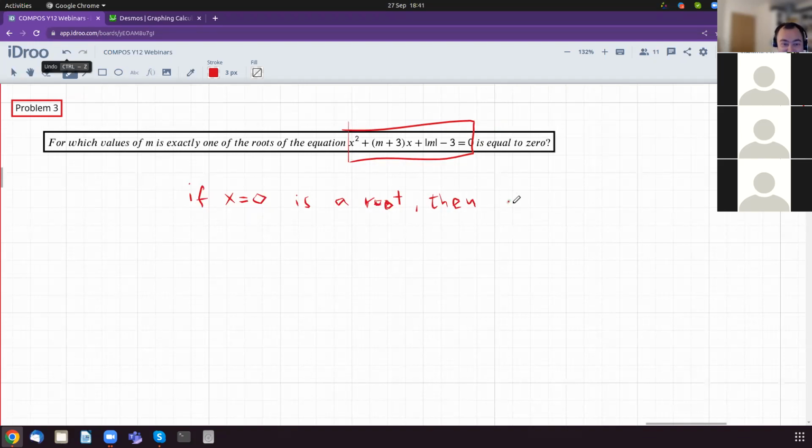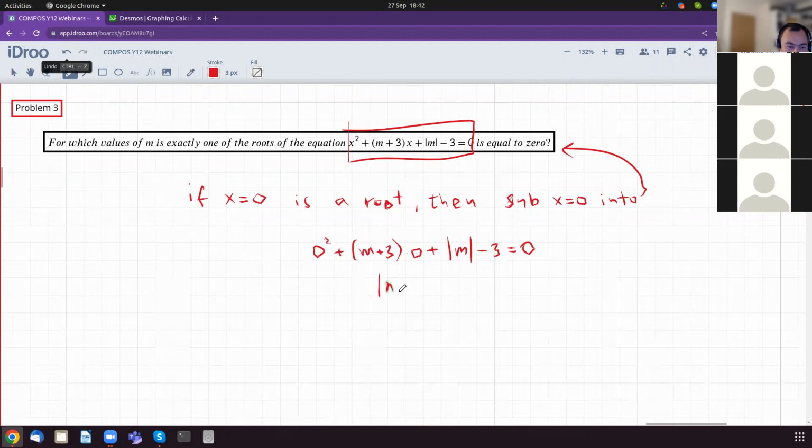Then substitute x equals 0 into the equation. All right, so 0 squared plus m plus 3 times 0 plus modulus m minus 3 equals 0. This is 0, this is 0. So we have modulus m minus 3 equals 0. So modulus m equals 3.